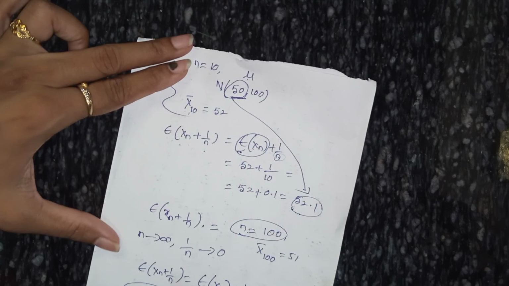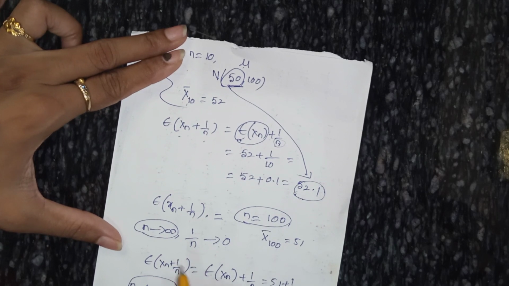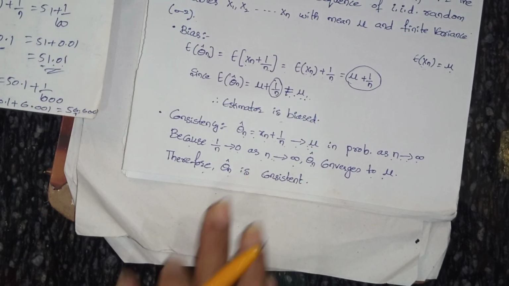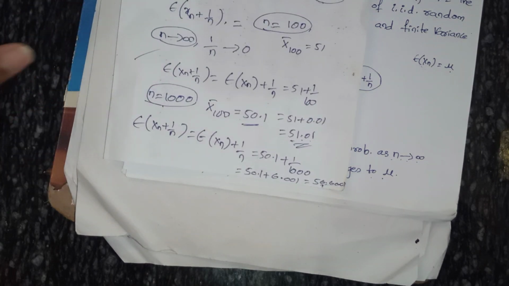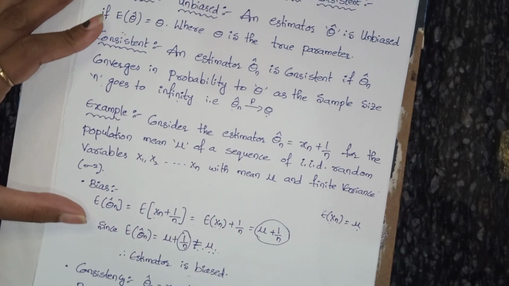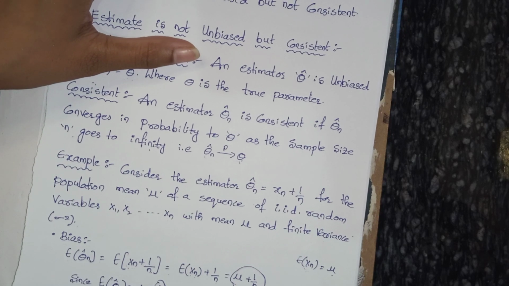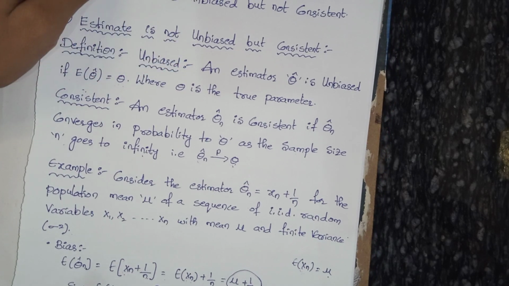So what happened? If the sample size is increasing, 1 by n tends to 0. That means this property is satisfied, no? Hope you understand. If you don't understand at any point, let me know. And in my next video, I'll talk about the second property, unbiased but not consistent. Whenever you do this type of problem, you have to compare with some numerical value so that you easily get the concept.